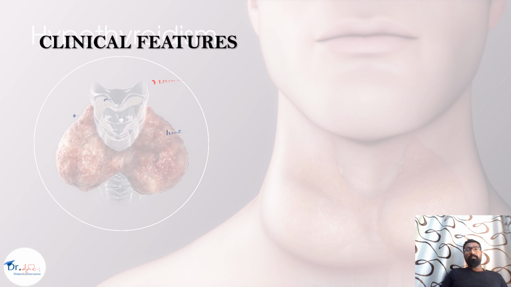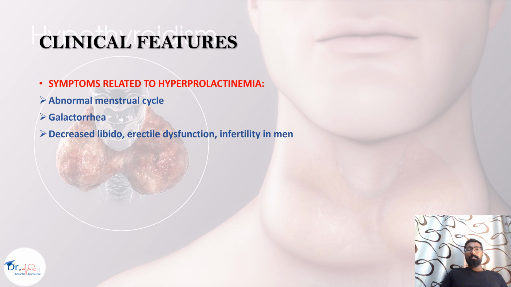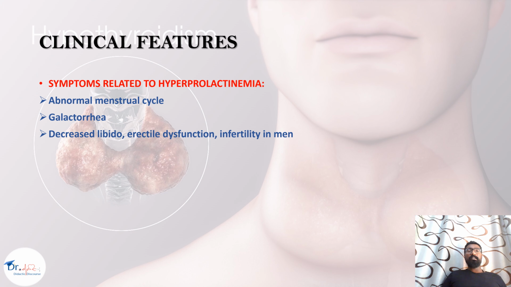The next clinical feature is due to the symptoms related to hyperprolactinemia. What are the symptoms the patient presents with related to hyperprolactinemia? The patient has an abnormal menstrual cycle, either secondary amenorrhea or menorrhagia, and also the patient has galactorrhea. The patient presents with decreased libido. In females, they have decreased sexual activity and a decreased desire towards sex. And in males, the patient presents with erectile dysfunction and infertility.